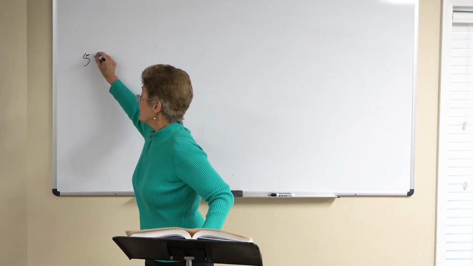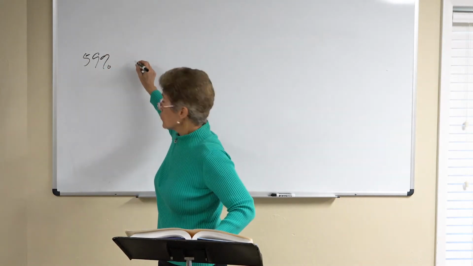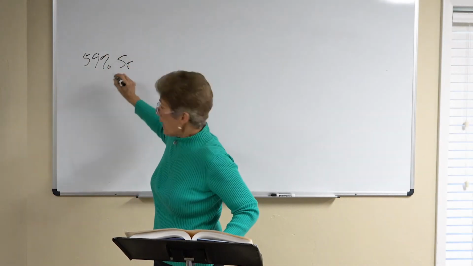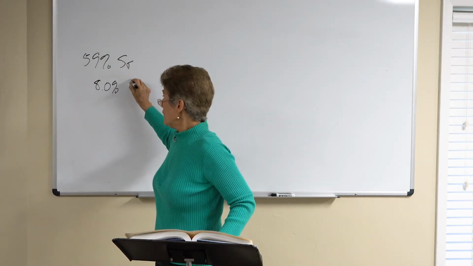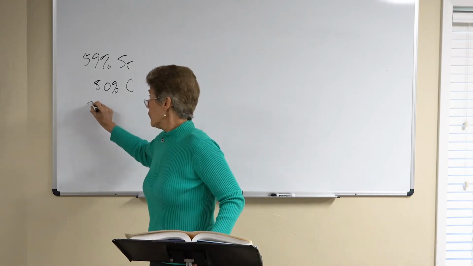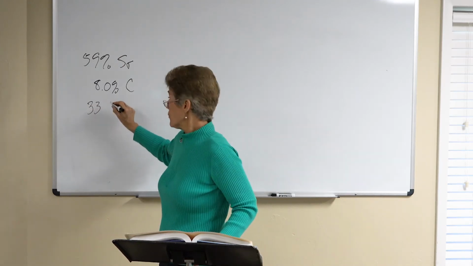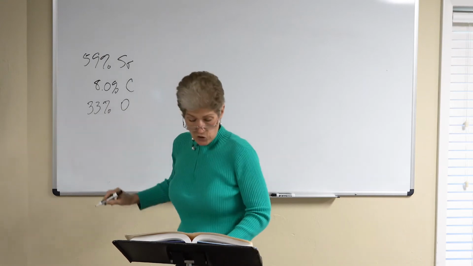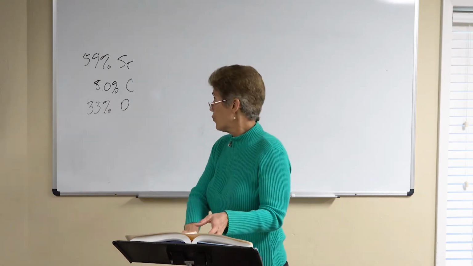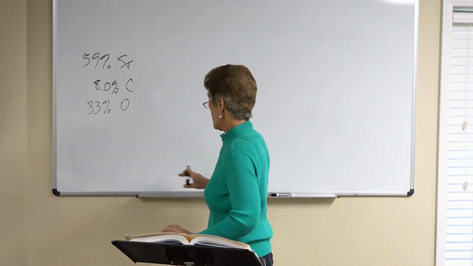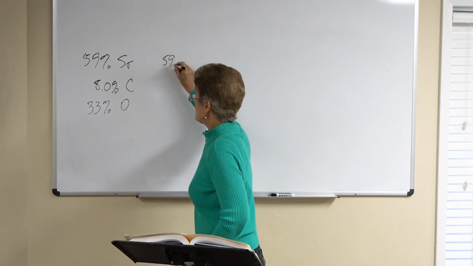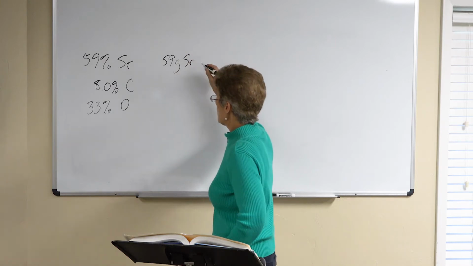Number 10, a sample of an unknown substance is decomposed and found to be, so we have 59% strontium, 8.0% carbon, and 33% oxygen. What is the empirical formula? Okay, so if we were just to make each of those grams, and that's what we're going to do, we're going to go 59 grams of strontium, and we'll figure out how many moles that is.